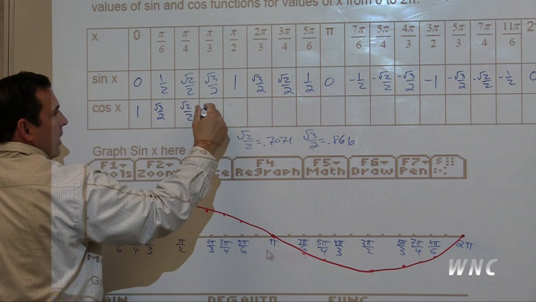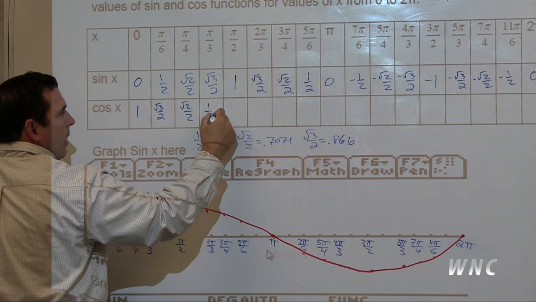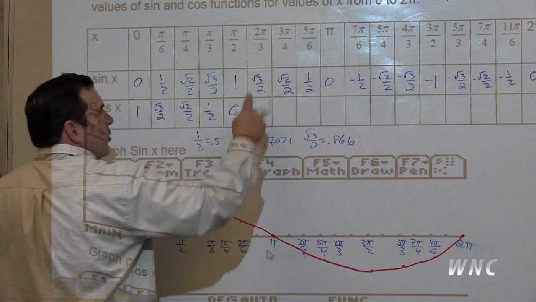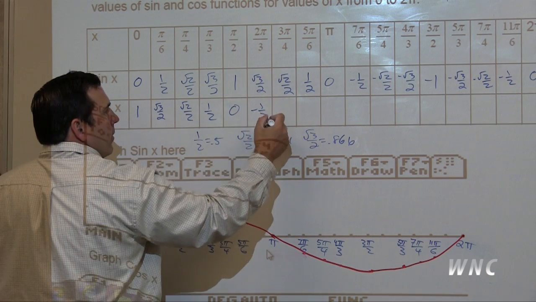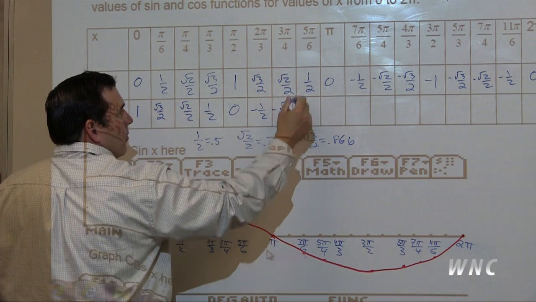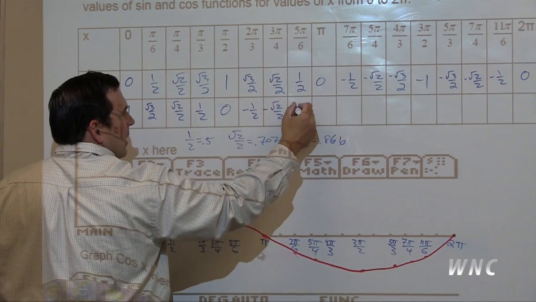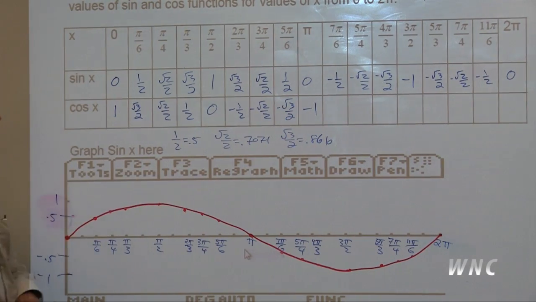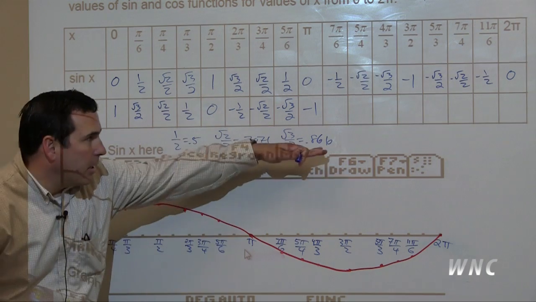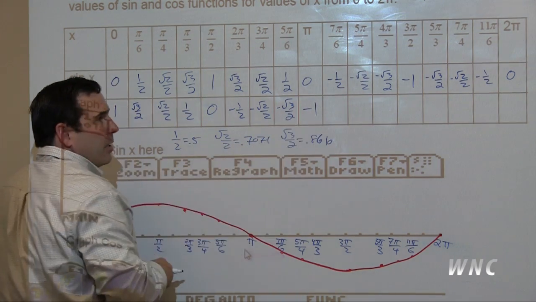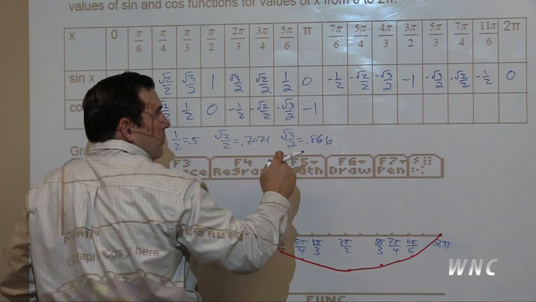Cosine of pi over 3 is 1/2. Cosine of pi over 2 is 0. Cosine of 2 pi over 3 is negative 1/2. Cosine of 3 pi over 4 is negative square root of 2 over 2. 5 pi over 6, negative square root of 3 over 2. And cosine of pi is negative 1. So it started up high at 1, it's bottomed out at negative 1. It'll start coming up again because the smallest cosine can be is negative 1.